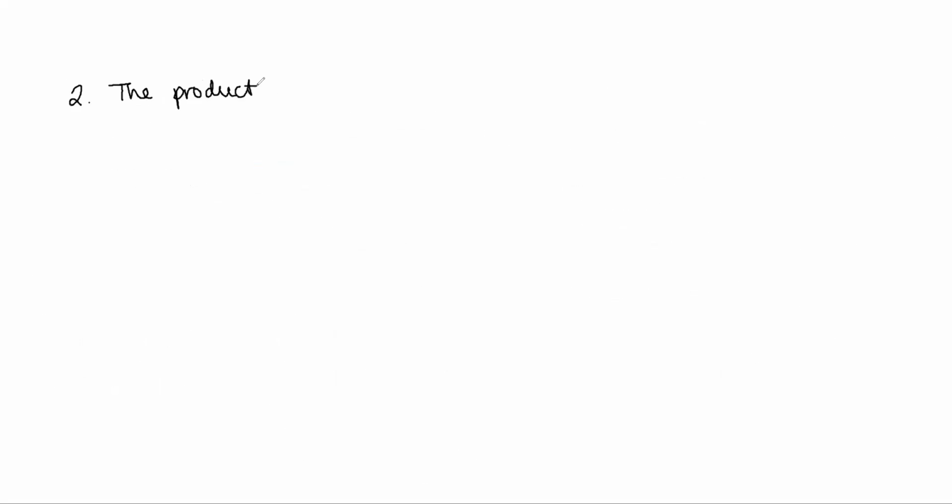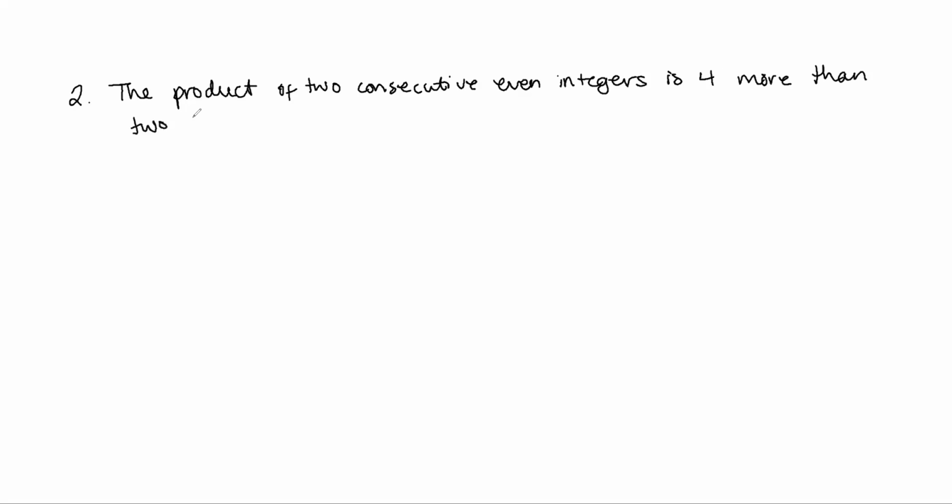So this one says the product of two consecutive even integers is 4 more than 2 times their sum. Find the integers.